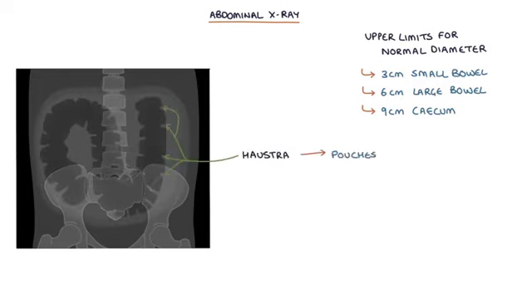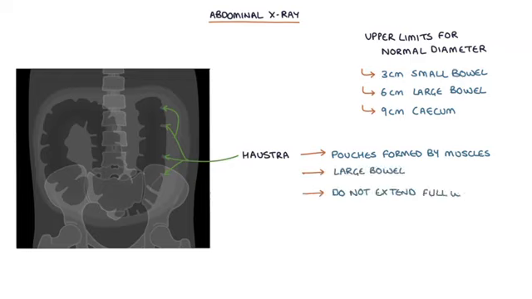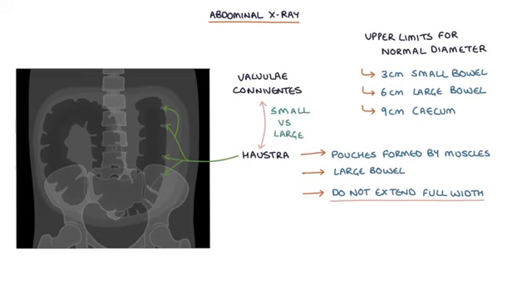Haustra are like pouches formed by the muscles in the walls of the large bowel. They form lines that do not extend the full width of the bowel. They only come in part of the way from the edge of the bowel. These are seen on an abdominal X-ray as lines that extend only part of the way across the bowel, indicating that this is a section of large bowel. So the valvulae conniventes and the haustra are a good way of distinguishing between the large and the small bowel on an X-ray.